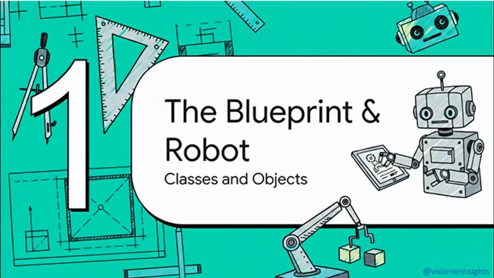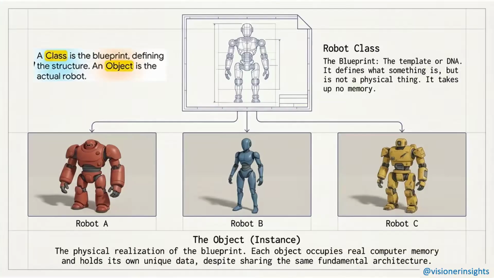So, how do we start building these awesome little multi-tools? Well, it all starts with thinking like a software architect. Before you can build anything, you first need a solid blueprint. Now, this is maybe the single most important idea to get right. A class is the blueprint. It's the design, the template.